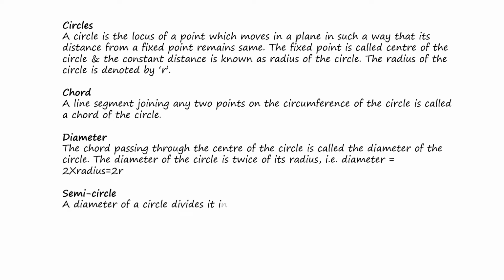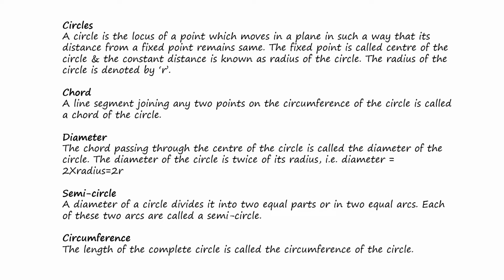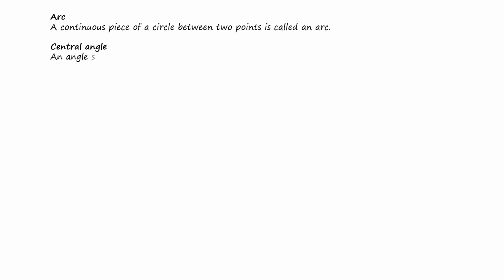Semicircle. A diameter of a circle divides it into two equal parts, or two equal arcs. Each of these two arcs is called a semicircle. Circumference. The length of the complete circle is called the circumference of the circle. Arc. A continuous piece of a circle between 2 points is called an arc. Central angle. An angle subtended by an arc at the center of a circle is called its central angle.